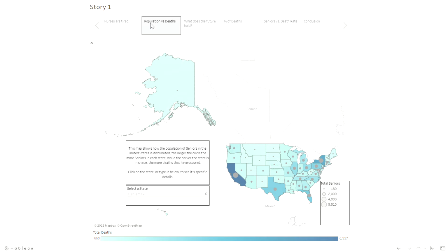On the flip side, many of the Midwest states, Idaho, Montana, Wyoming, North and South Dakota, and Nebraska, among others, have the lowest amount of influenza-related deaths, as well as very few senior citizens.